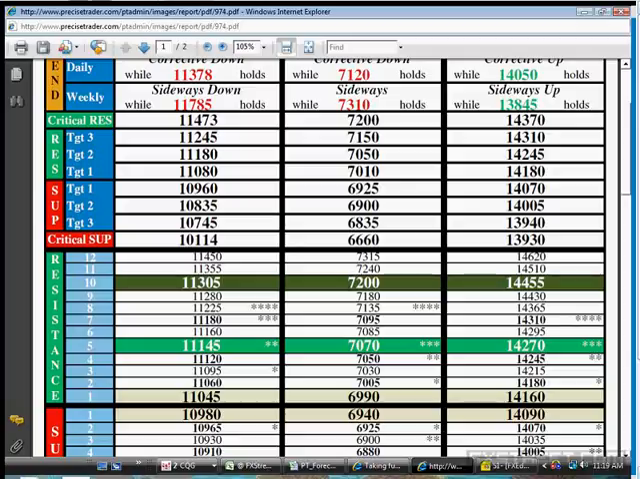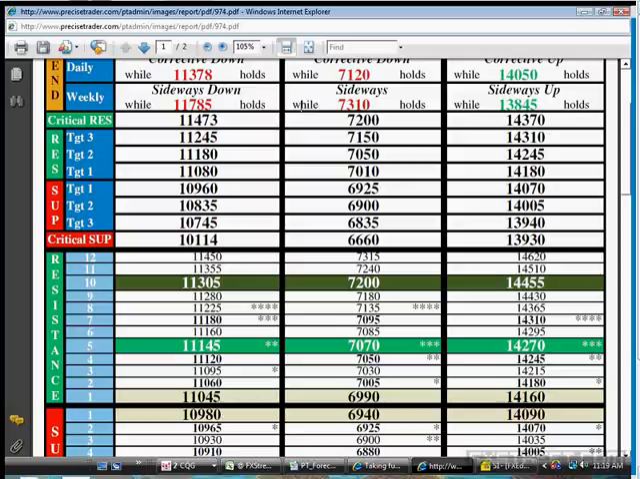Also do take note that your previous resistance would become a support when the price tests back the levels. That means, for example, if the price has moved to 70.50 and you have missed your buying opportunity, then when the price falls to 70.10, that would be a re-entry level for you to consider, if you want to take trades.